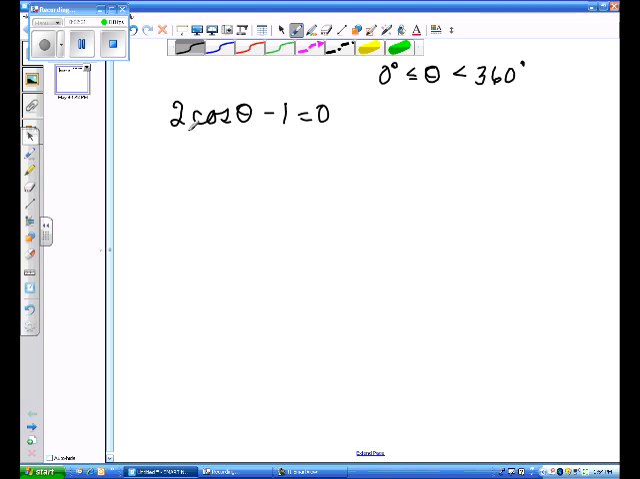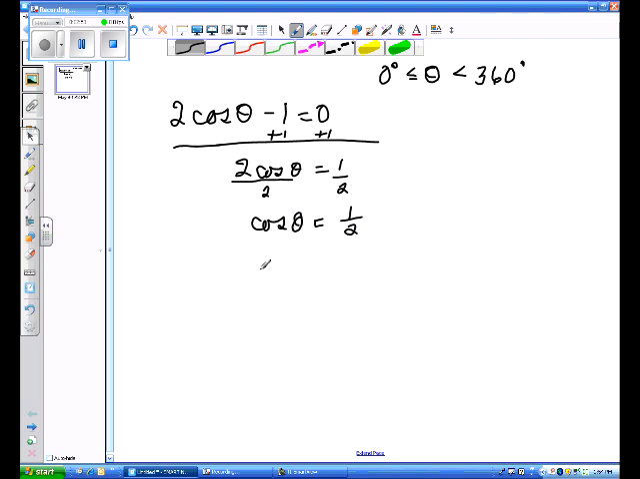So we treat the cosine theta as our variable. We'd do this problem the same as we would do 2x minus 1 equals 0. So we want to get our variable term alone, so we're going to add 1 to both sides. So we have 2 cosine theta equals 1. Then we want to divide both sides by 2, or you could multiply by 1/2. Most of you probably divide by 2. So the cosine of theta equals 1/2.